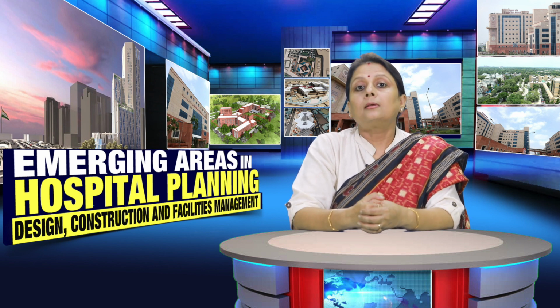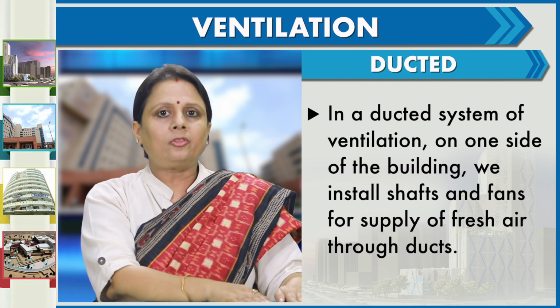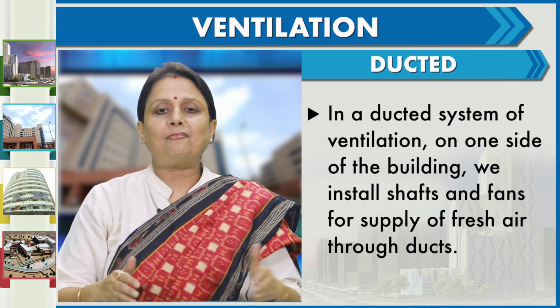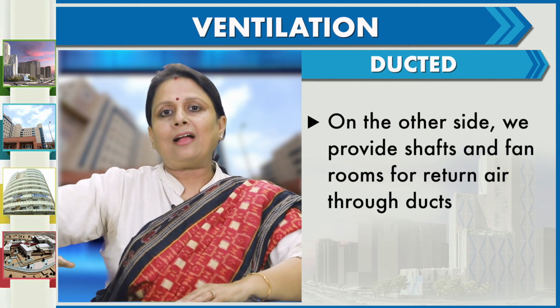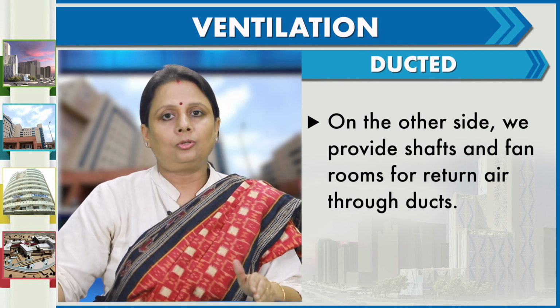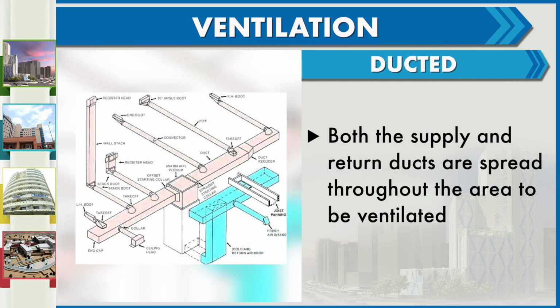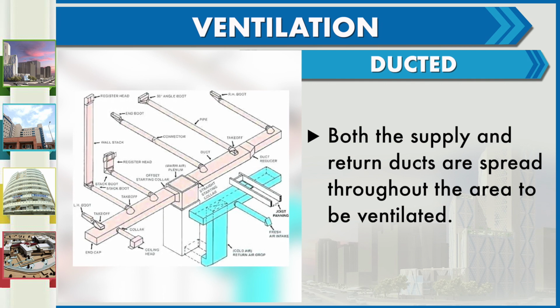The first is ducted. In a ducted system of ventilation, on one side of the building, we install shafts and fans for supply of fresh air through the ducts. On the other side, we provide shafts and fan rooms for return air through the ducts, as can be seen in the image. Both the supply and return ducts are spread throughout the area to be ventilated, sort of like this.